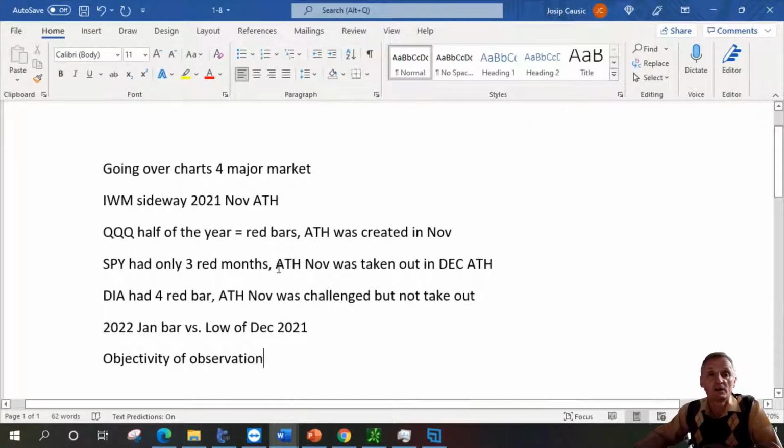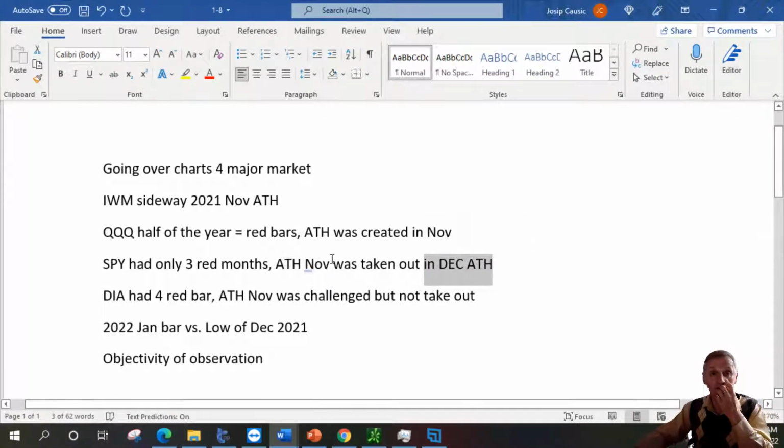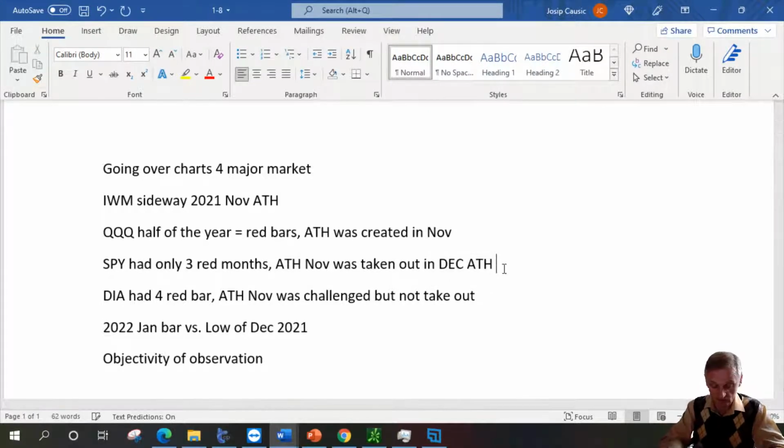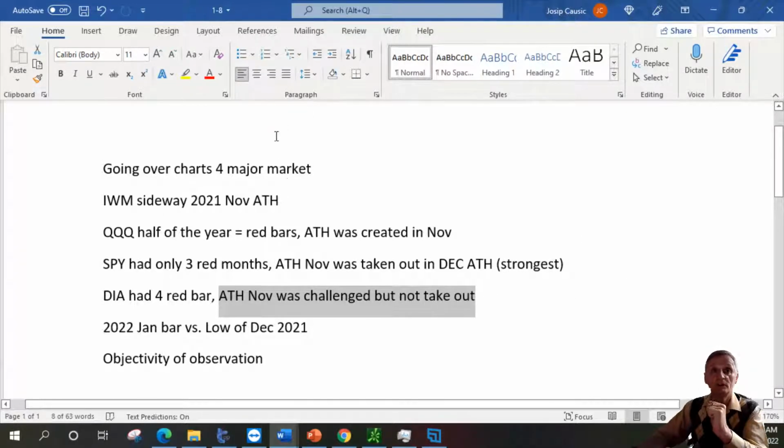Okay, SPY's all-time high of November was taken out in December. So in fact, the all-time high in November is irrelevant because we created a new all-time high in December. So that means the SPY is actually the strongest. Well, why say that it's strongest when the Dow Jones is at the all-time high? Yeah, but the Dow Jones did not take out the November high. But it's interesting, this year the Dow Jones is still holding up like a champ, and I'm going to point this out to you in a moment.